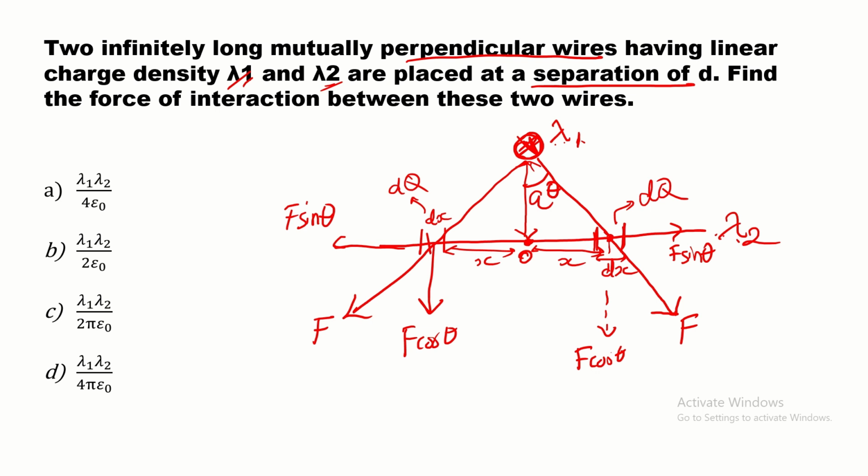So from here we can conclude that F sin theta does not correspond to the force of interaction because it will cancel out. So if, let's say, one point is at a distance x on the positive x direction, then there will be another such point in the negative x direction, also at a distance of x, whose sine component of force will cancel each other out. So only the cos component is affecting the force of interaction between the two wires. So therefore we can disregard the sine component as all of them will cancel out each other.